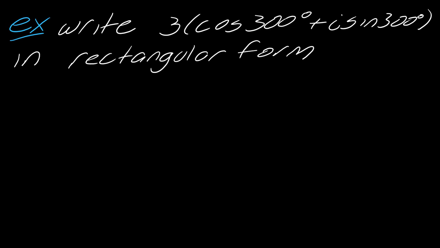Now what we're going to do is play around with going between these two forms. Let's say that I have one of these trigonometric forms, 3 times cosine of 300 plus i sine of 300, and I want to write this in rectangular form. Okay, this is actually pretty easy.